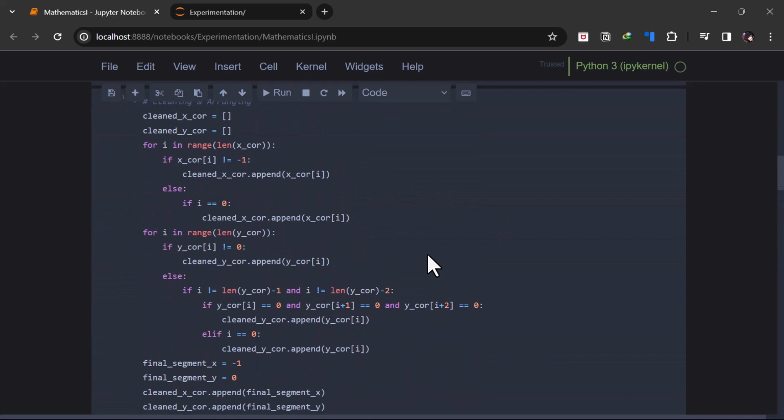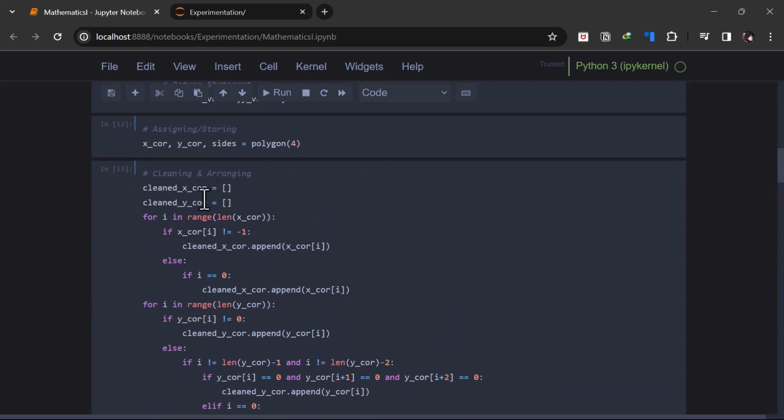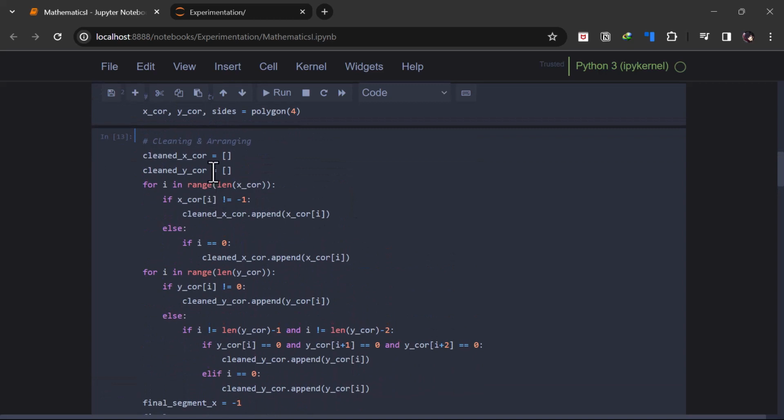So I have made another list. Let's discuss the last cleaning and arranging part. I made another list called the clean x coordinate and the clean y coordinate, and obviously I'll use a loop, and the loop will run along the length of the x coordinate, because at max the loop can run to the amount of x coordinates that you have in your x list, right? It doesn't matter if you use x or y, because both of them will have the same amount of numbers.